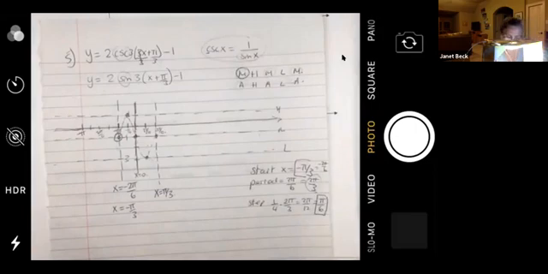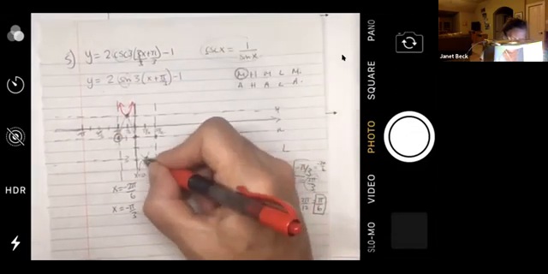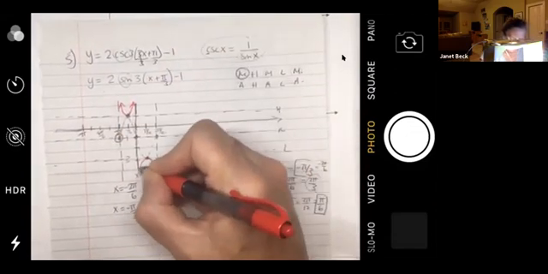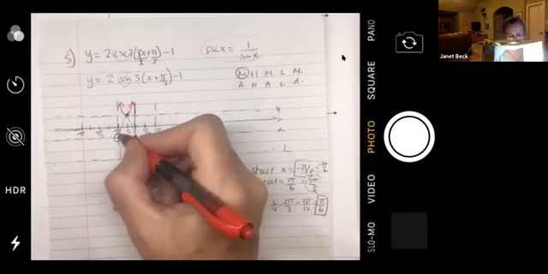Now the actual graph, I'm going to do it in red. This is the graph of the cosecant. You smile on the highs and you frown on the lows, and it will go down those asymptotes forever. That's one cycle going forwards.